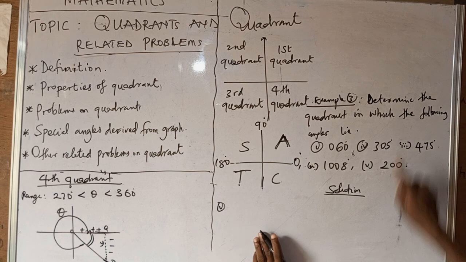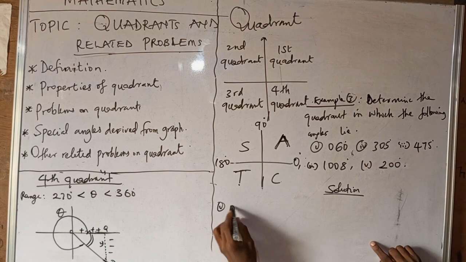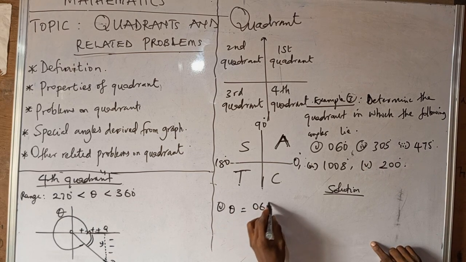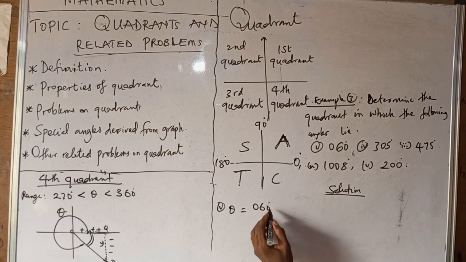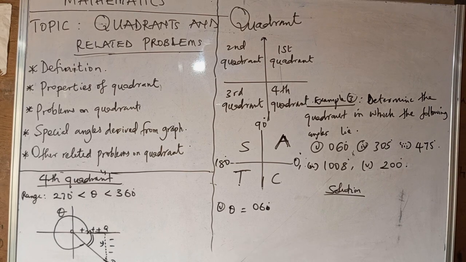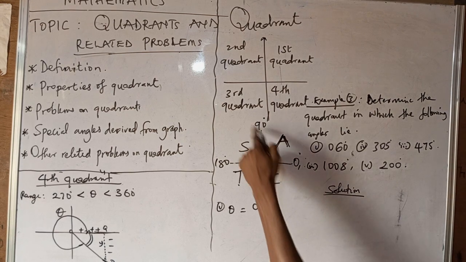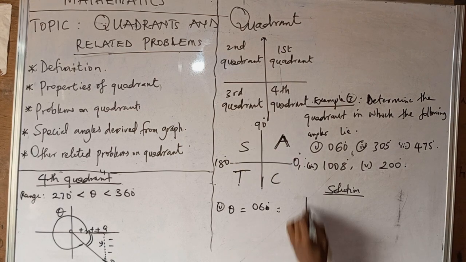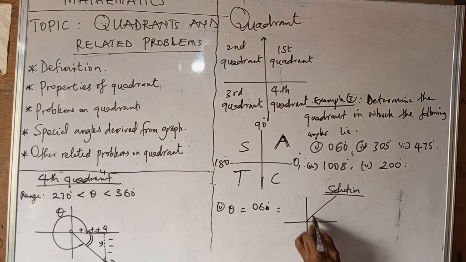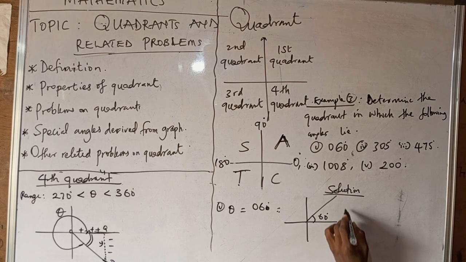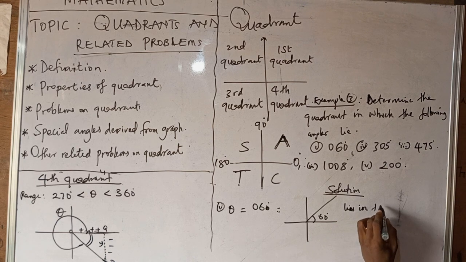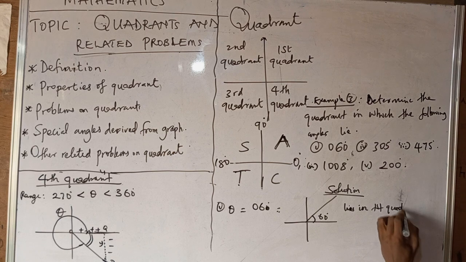So the first one, I have theta equal to 60 degrees. If you look at the quadrant, 60 degrees is less than 90 but greater than 0. So automatically it will fall in our first quadrant, based on the range of 0 to 90. So 60 degrees lies in the first quadrant.